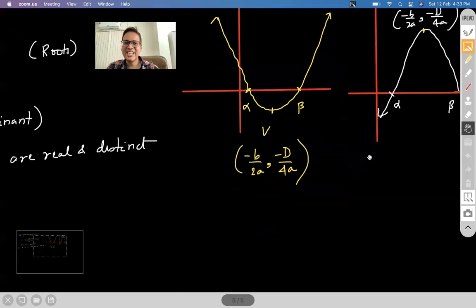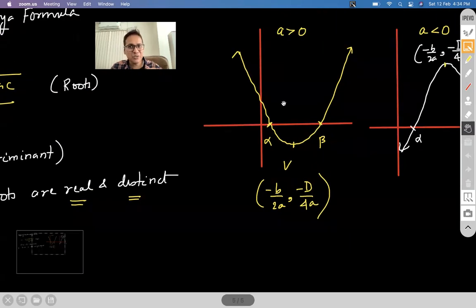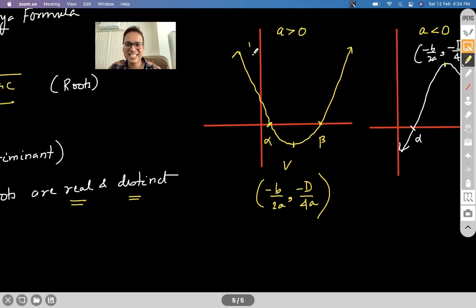Okay. Now see, if you want your roots to be real and distinct, that means you want the parabola to cut the x-axis. Correct. So when your a is positive, should your vertex be below the x-axis or above the x-axis or on the x-axis? What will you say? You'll say, sir, it has to be below the x-axis. Then only the branches will go and cut the x-axis. Correct. So if it is hanging like this, it will not cut the x-axis. So no real roots will be generated. Or if it is touching only and going, again, you'll say no real roots will be generated.